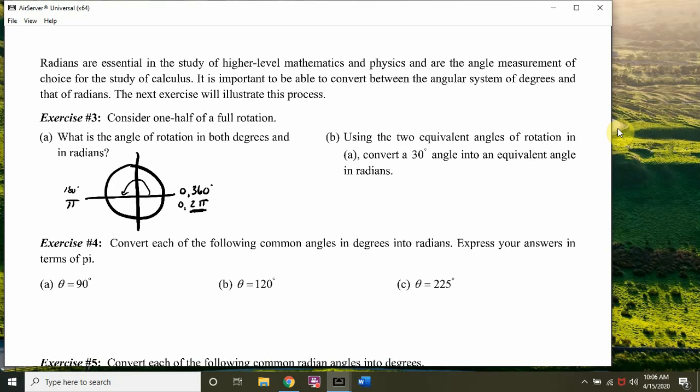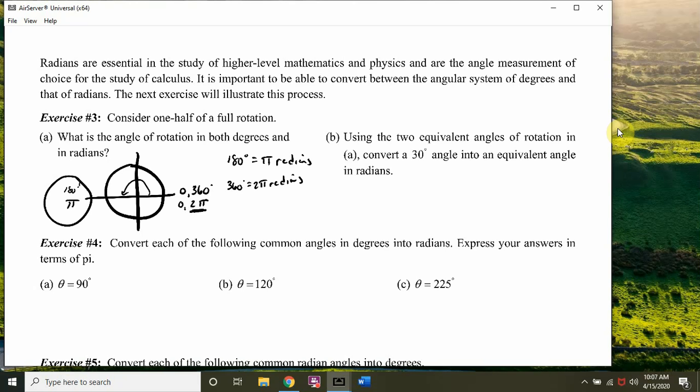But the key here is that these are equivalent. 180 degrees is equal to pi radians. Those are the same, just like 360 degrees is equal to 2 pi radians. Just like 12 inches is equal to 1 foot, okay? These things are equivalent, okay?